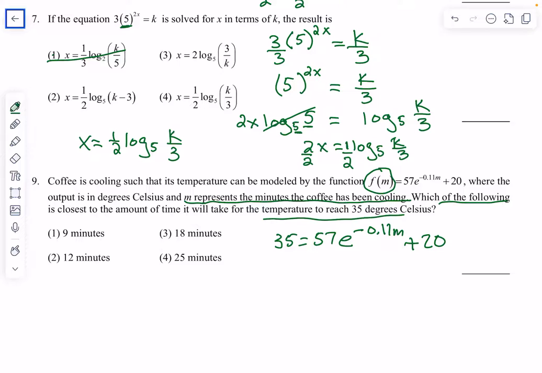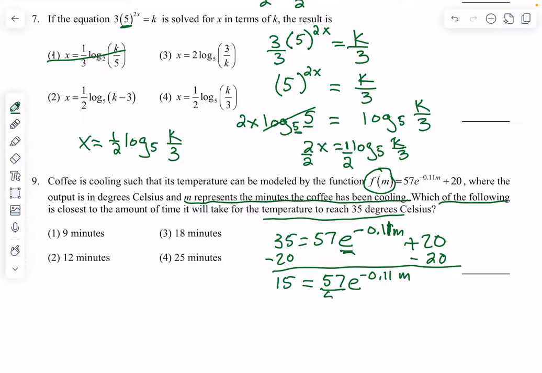Okay, so we want to isolate this term. Okay, so we're going to subtract 20 first. I'm laughing because I did it earlier, and I got a negative, and I was wondering where the negative was. I didn't have the negative 0.11 on my script, so I'm going to make sure I put that there for you guys. All right, so this becomes 15 is equal to 57 e to the negative 0.11 m.